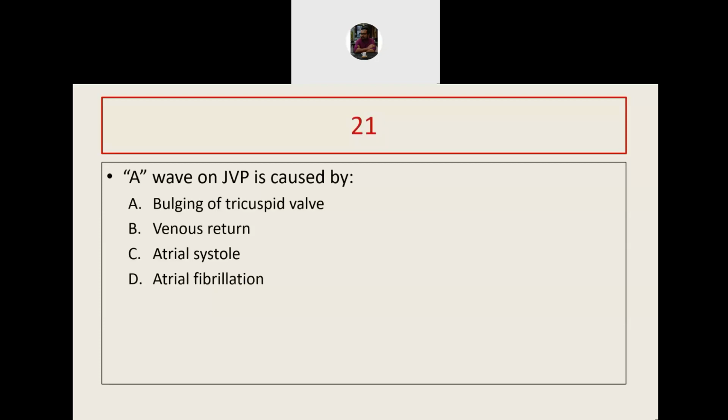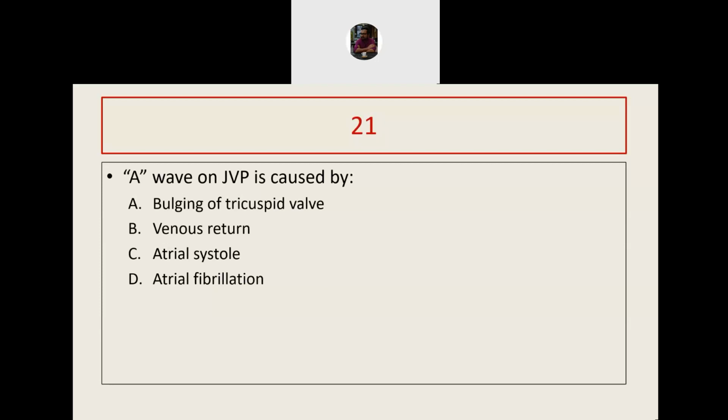Now we come to the final topic. It's a very brief topic, but it is often feared and confused by students. That is why I chose this topic in the end. It is a component of the general examination of the patient and is known as the jugular venous pulse. So let us first try a few questions on jugular venous pulse before we explain the properties of the pulse.